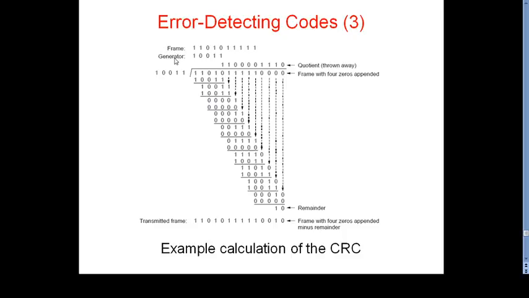So this is a frame, this is a generator. We divide the frame polynomial by the generator polynomial and get the quotient. If the remainder is zero, this is the transmitted frame: the frame with 4 zeros appended, minus the remainder. This is an example calculation of CRC, and it is done by synthetic division.